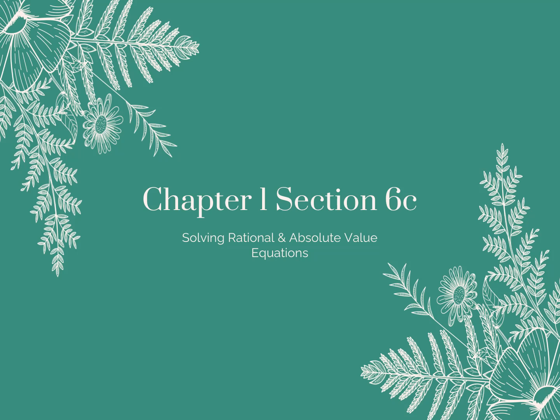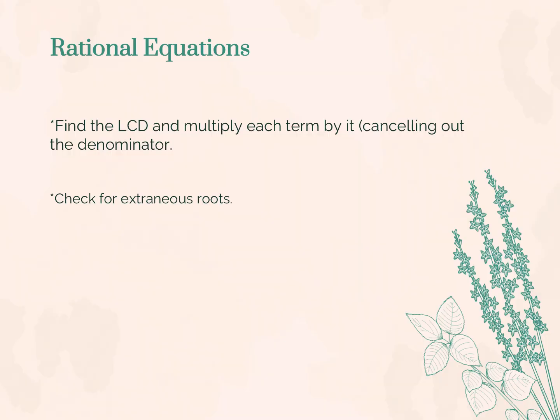All right, we're going to finish chapter 1, section 6 with rational and absolute value equations. There's really nothing new with this first part of the lesson, because rational equations we actually solved in 1.2b. Some of these examples might be a little more complex, but it's essentially the same idea.